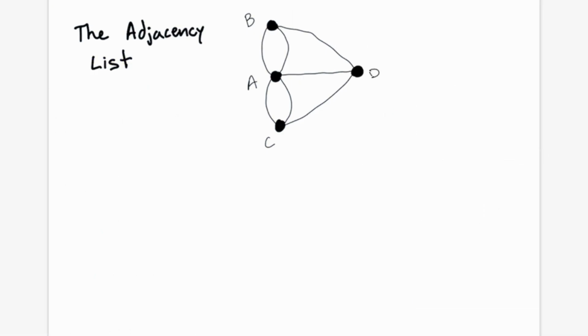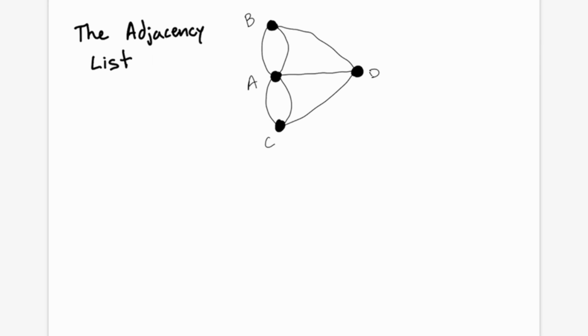The first representation we'll look at is called the adjacency list. You can think of an adjacency list as a list of lists. Each list in this list of lists represents a single node in the graph, and the list corresponding to each node lists all of the nodes that are adjacent to that node. By adjacent, we mean connected to that node by an edge.